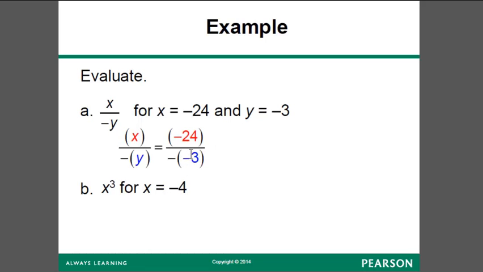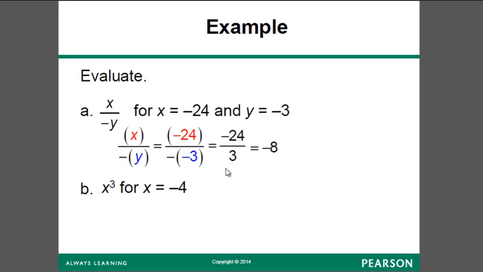This is extremely important because what this means is the opposite of negative 3. Well, what is the opposite of negative 3? It's going to be positive 3. Now then, what is negative 24 divided by a positive 3? I have one negative sign, so my answer is going to be negative 8.